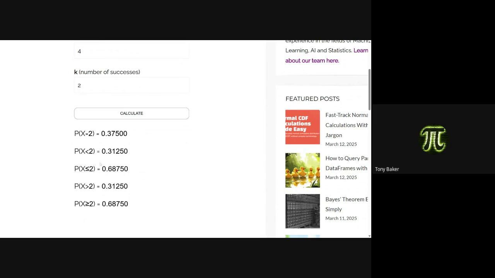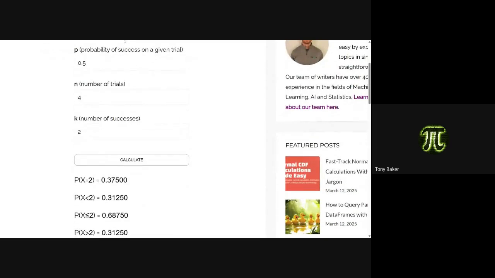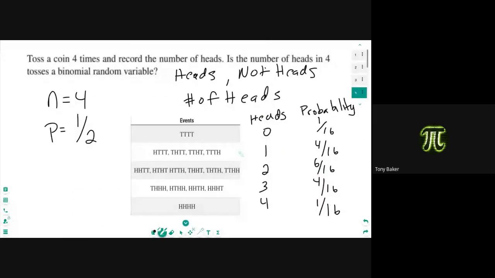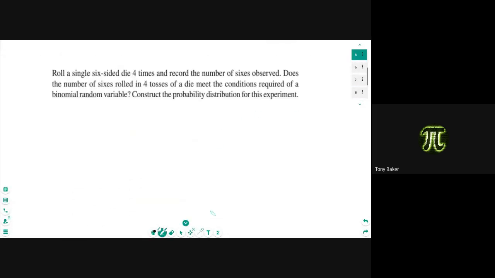It also gives me some other information. It tells me what the probability of getting less than 2 heads is, less than or equal to 2 heads, greater than 2 heads, or greater than or equal to 2 heads. So it gives me all those different options depending on which direction you're going, depending on what the question is asking you. Okay. All right. So it verified that the calculator works and gives me what I want. Now let's use it.